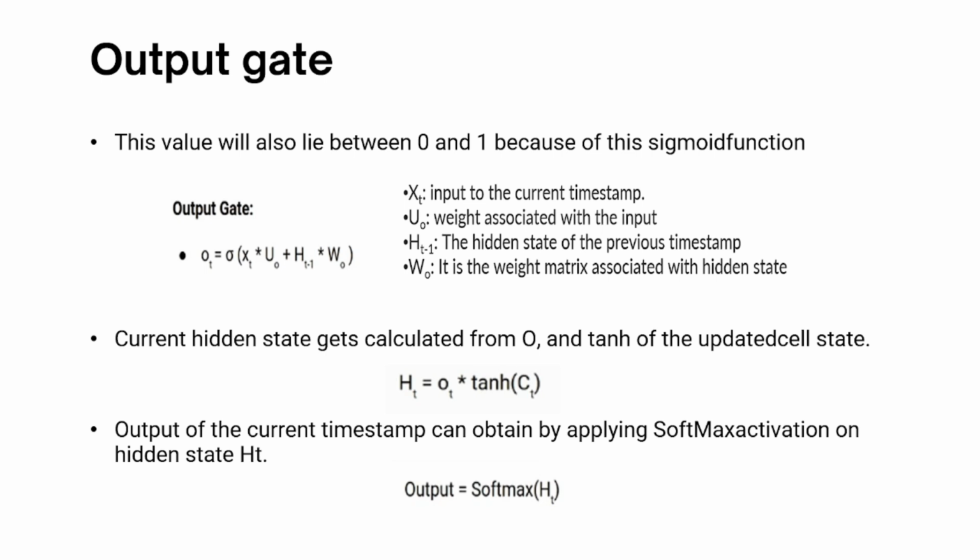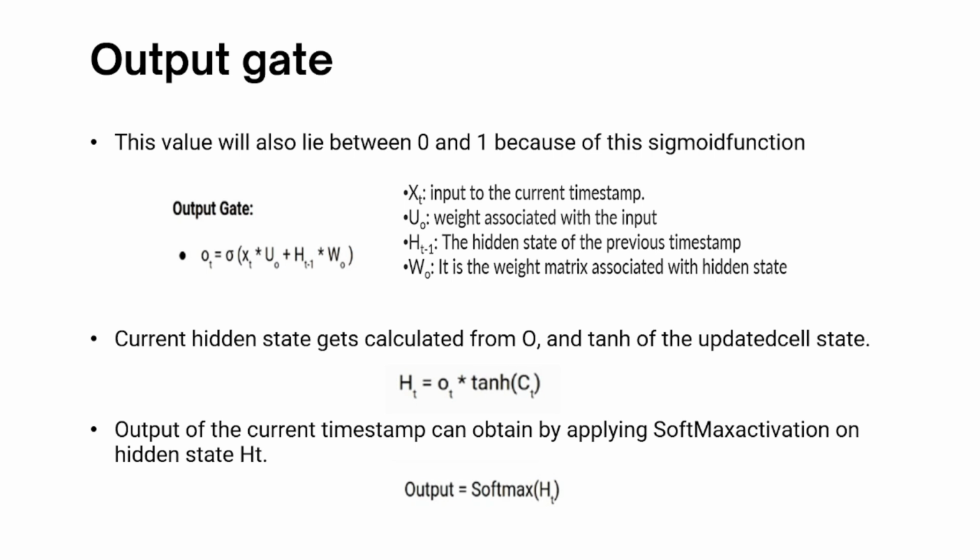But there's one more step. The actual output of the current timestamp can be obtained by applying the softmax activation function on the hidden state. Softmax helps convert the hidden state into probabilities, making it especially useful when we need to predict categories or classes, like identifying words in a sentence or objects in an image.